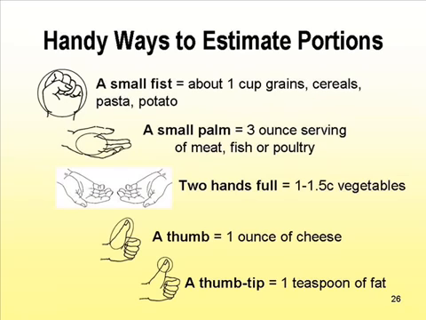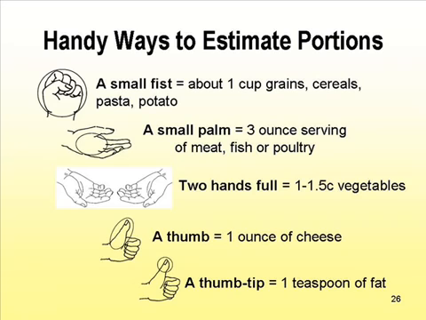So a small fist is about 1 cup. 1 cup of grains, cereal, pasta, potatoes. And then a small palm, minus your fingers, is equal to a 3 ounce serving of meat, fish, or poultry. And that's a healthy portion size for your protein with your meals, whether it's at lunch or supper time.